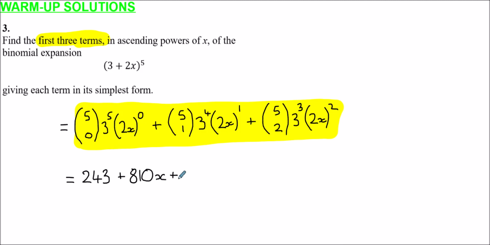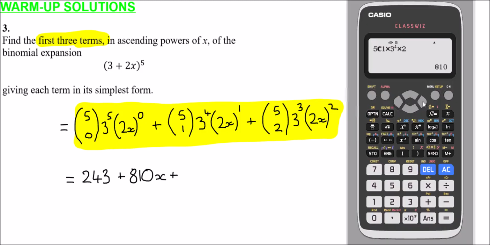And finally, we'll have the coefficient of x squared over here. So that's going to be 5 choose 2, 3 to the power 3, and then 2 squared is going to be 4. That gives us 1080.